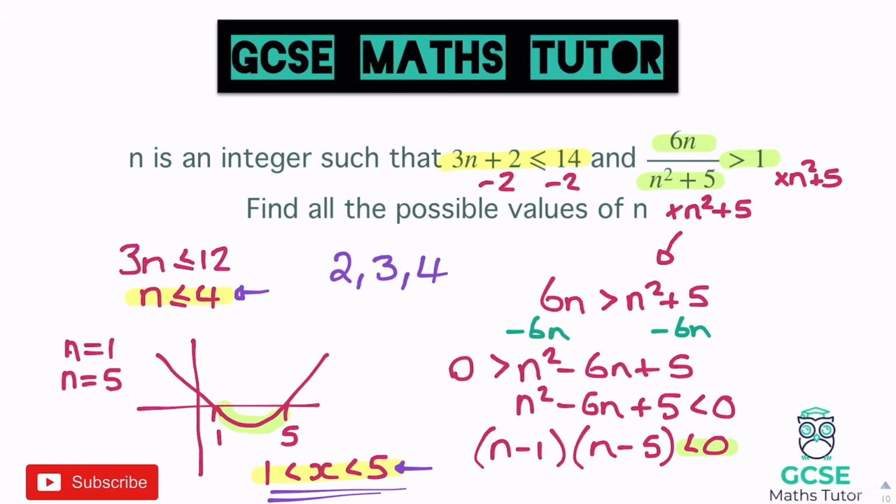Now the first inequality says that n can be less than or equal to 4, so that doesn't actually exclude any of the numbers here within our solution. So 2, 3 and 4 there are between 1 and 5, not including 1 and 5 because there's no equal to symbol on our inequalities there, and it's also less than or equal to 4. So our solution here is 2, 3 and 4 as our final answer.